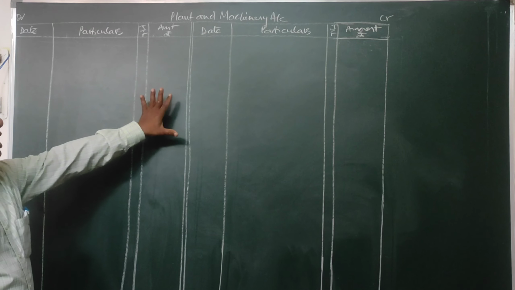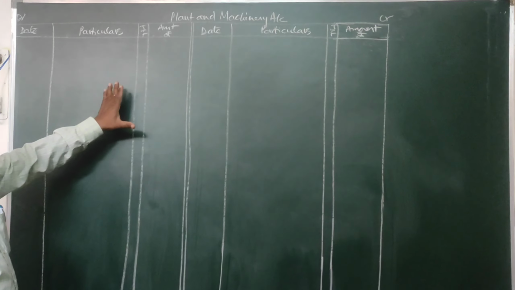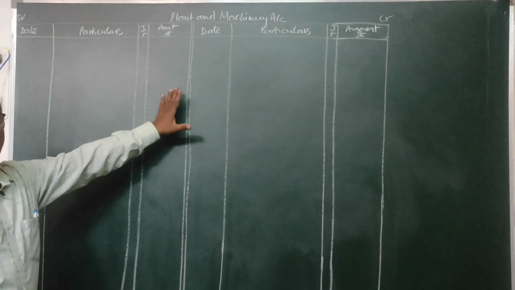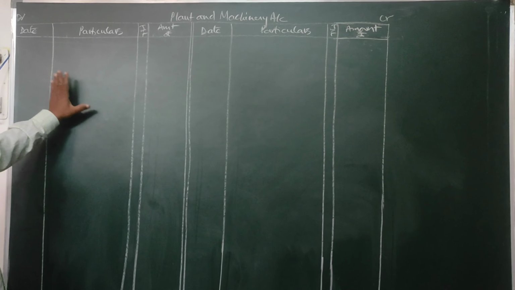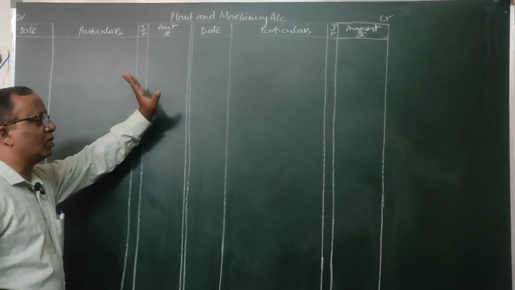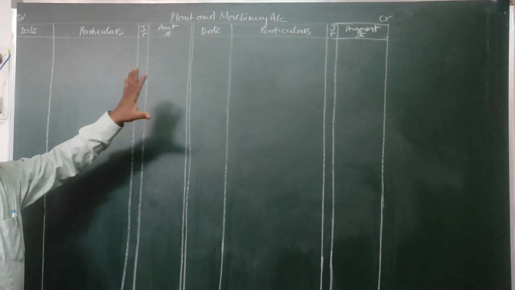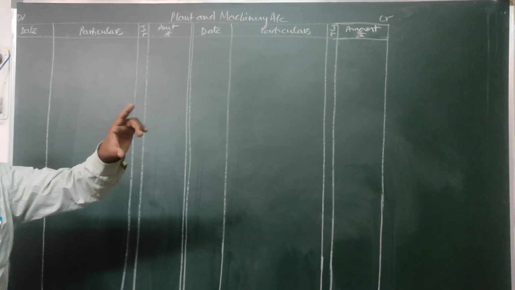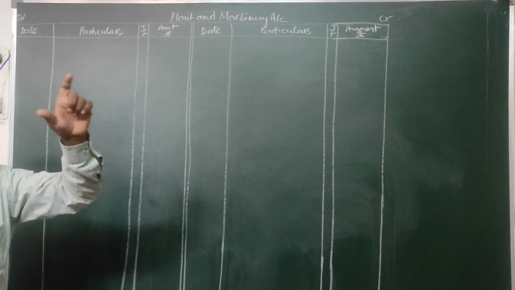Plant and machinery account, I have drawn it here for you. As you know very well, it's just like any other ledger account. We draw it with the same pattern, with date, particulars, JF and amount. Before posting in any ledger account, go through the entries, understand the entry and then try to post it.